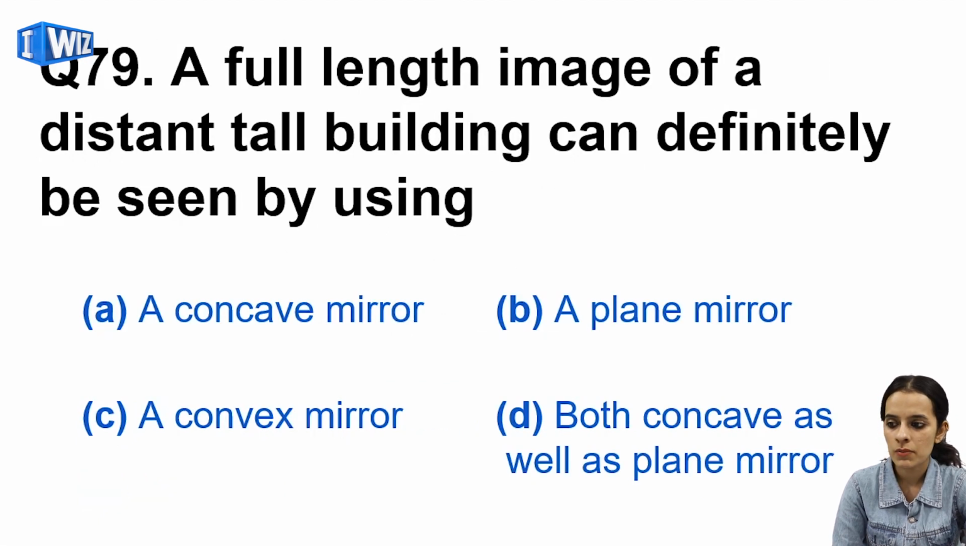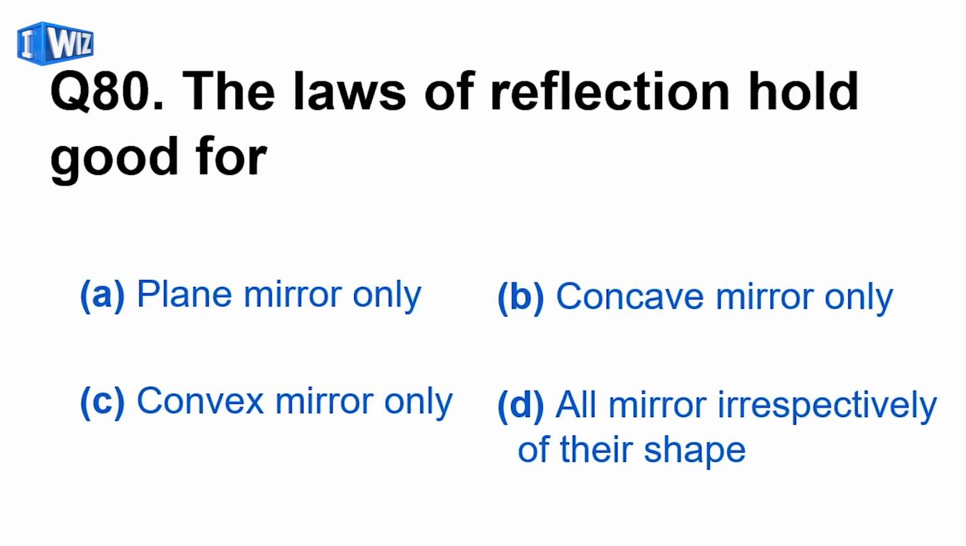A full length image of a distant tall building can definitely be seen by using which type of mirror? Full length image. A concave mirror, a plane mirror, a convex mirror, both concave as well as plane mirror. We can say convex mirror, because a convex mirror will form an erect or virtual image. So convex mirror will be the right option.